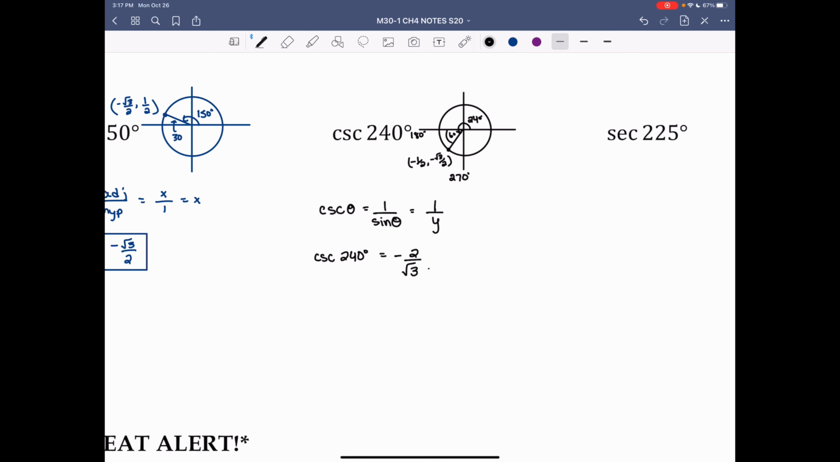Then we can rationalize the denominator by multiplying top and bottom by square root 3, and we would get cosecant of 240 degrees equals negative 2 √3/3.